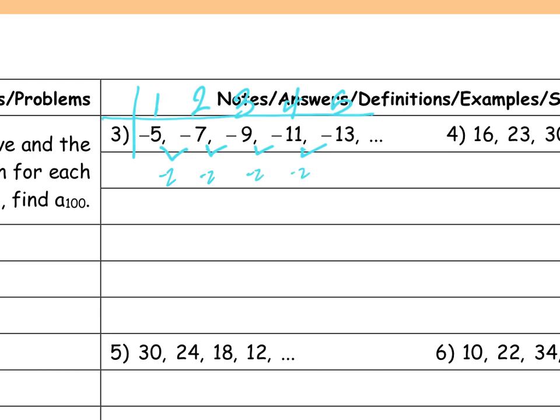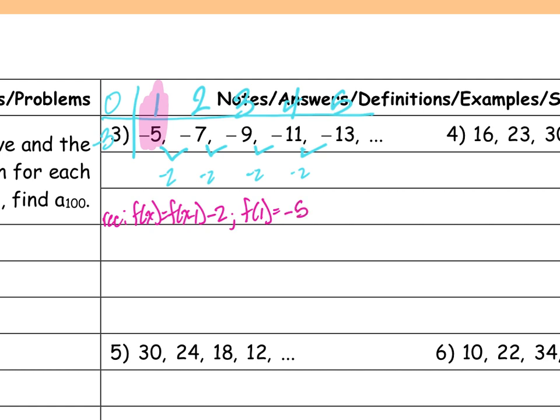Okay? So what would my 0th term be? What number do I subtract 2 from to get -5? Well, that's -3. So my recursive equation is going to be my next term equals my previous term minus 2. And f of 1 is going to equal, right here, here's f of 1, going to equal -5.